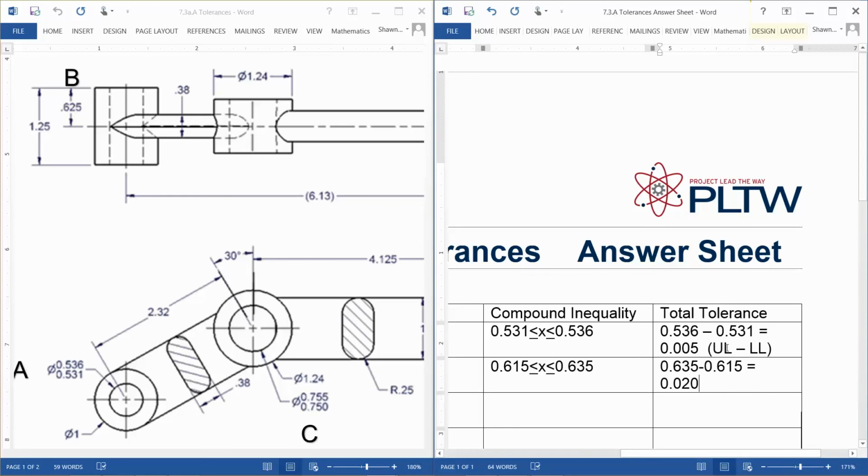But again, that's just my upper limit minus my lower limit. This total tolerance becomes real easy once you have your compound inequality, because you just take the biggest number minus the smallest number, and that's your answer right there. All we're doing is taking our biggest number, that's the upper limit, and we take our smallest one right here, that's our lower limit, and we subtract the two. When you do that, in this case, we get 0.02.